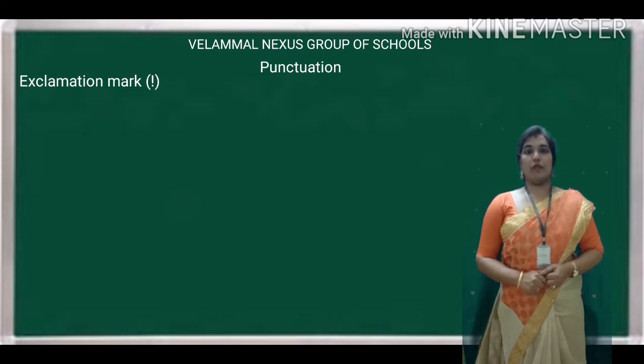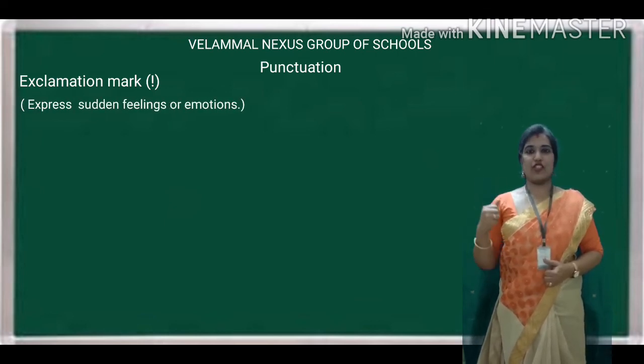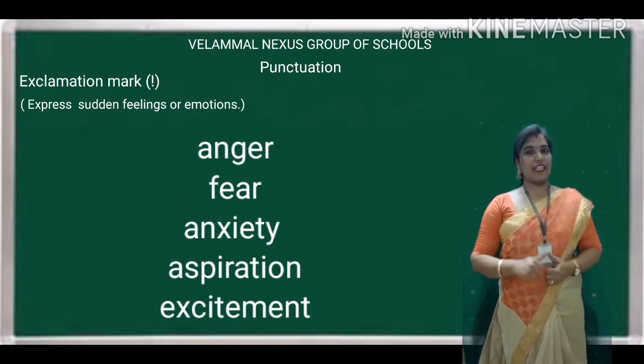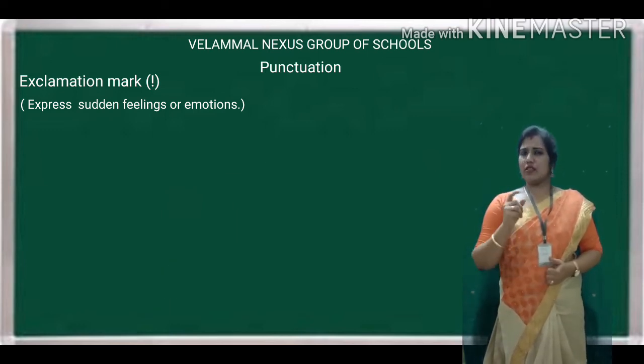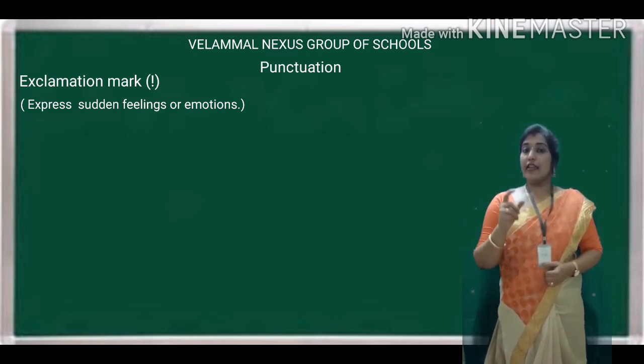The exclamation mark is a type of punctuation mark placed at the end of a sentence that expresses sudden feelings or emotions such as anger, fear, anxiety, admiration, excitement, etc. An exclamation mark is placed at the end of such sentences. Okay, children. So this exclamation mark is also used after an interjection.